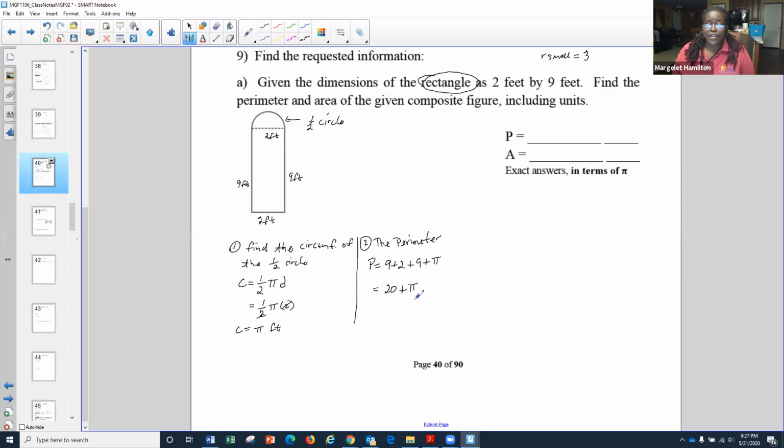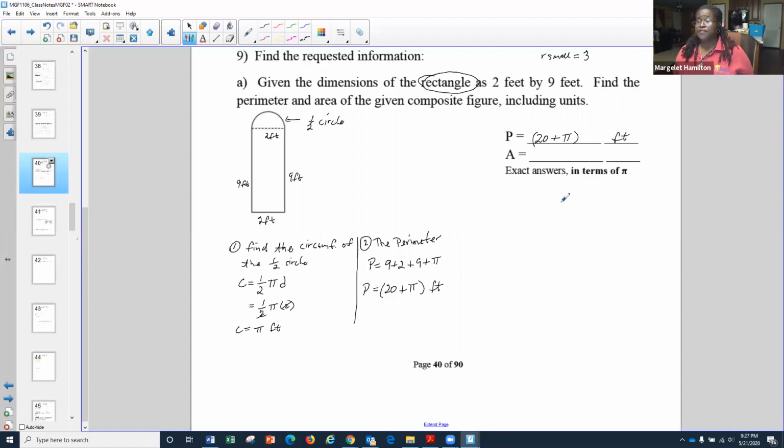And that's our answer in terms of pi. But now remember, we've got to put some dimensions on it. So now that we have these two things, we got to couple them together. We got to put some parentheses on them. And since both of them have the dimensions of feet, that's why we got to couple them together so we can put our feet on there. So our perimeter is 20 plus pi in parentheses, and then put your feet.